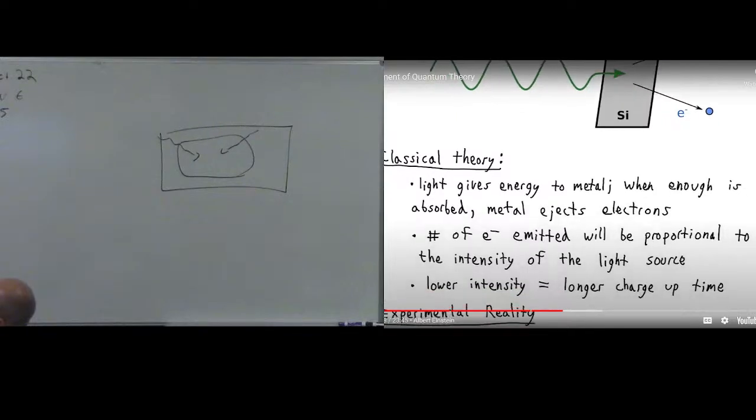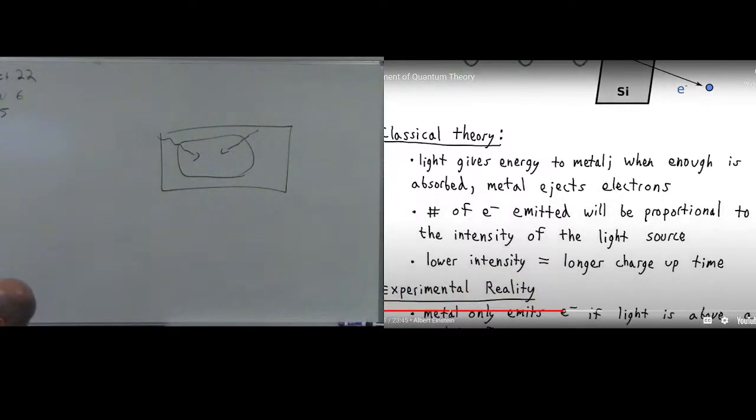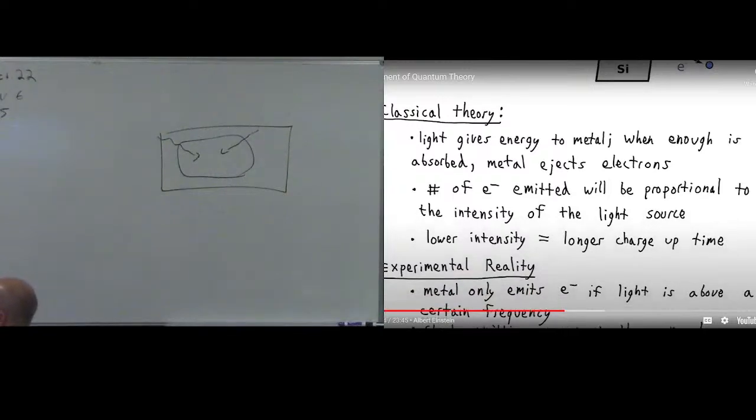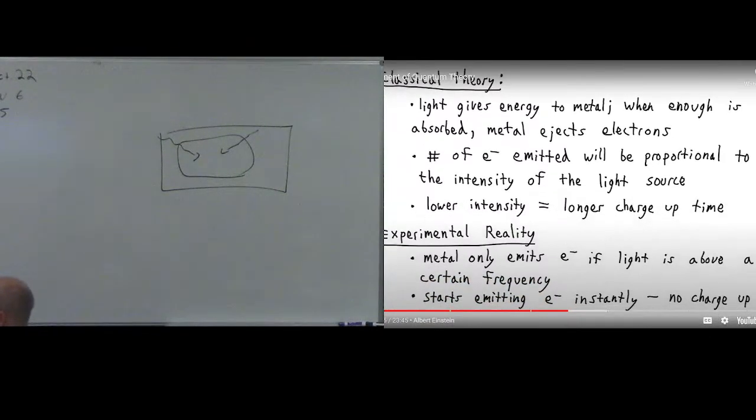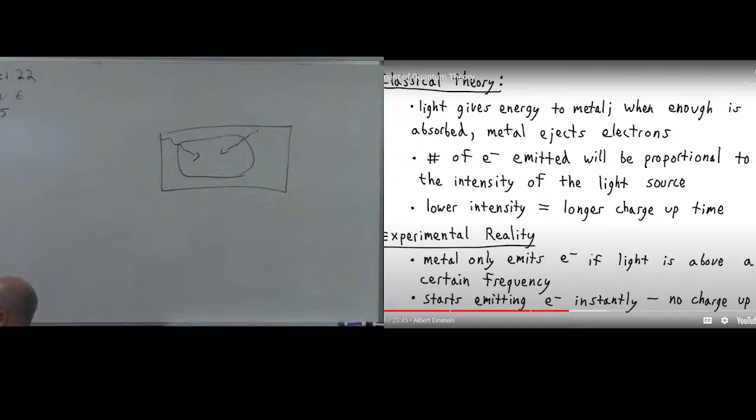Now, unfortunately, experiments are not very cooperative with this theory. First of all, the metal only emits electrons if light is above a certain frequency. If it's below that frequency, you can shine light on it all day. It's never going to charge up the metal enough to give off those electrons. And furthermore, you actually don't need to charge the metal up at all. If you have the right frequency of light, you shine it on the metal, it will start emitting electrons instantly. No charge-up time, like the classical theory had predicted. So what's wrong here? Why is the classical theory failing so horribly at describing this effect?